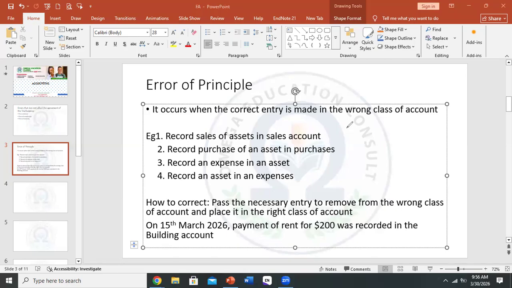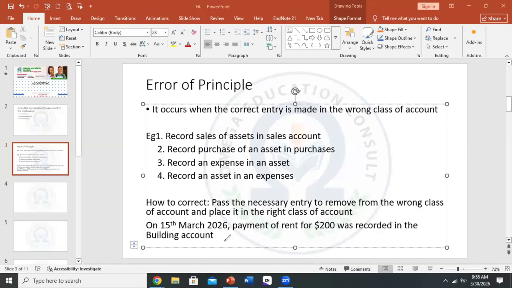So let me do it this way. Even though you have to appreciate a type of error with examples so that immediately you see the error, you can tell that this is an error of principle or an error of omission or commission, it's always important to also know the double entry on the particular transaction for which an error has been made. So here, look at it technically. It says that payment of rent 200 was recorded in the building account.